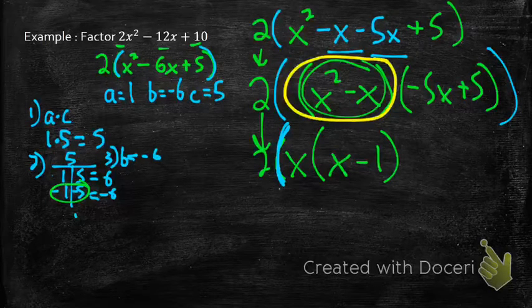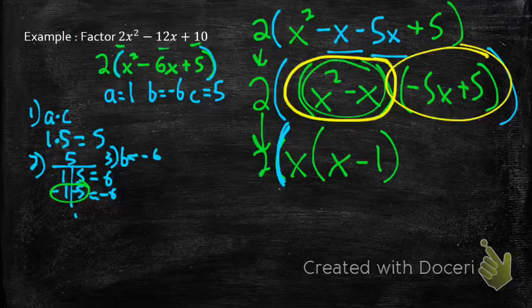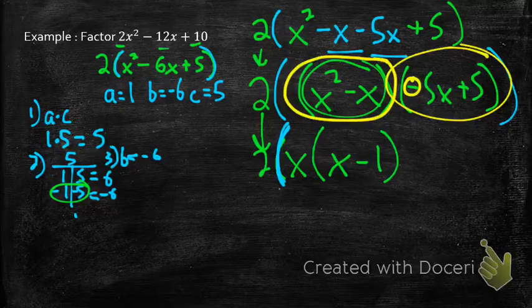Next thing, I want to look at this, negative 5x plus 5. You always want to make sure whatever that number is on that second one, if that's positive, you factor out a plus sign. If it's negative, you factor out a minus sign. Since this is minus, I'm going to factor out a minus sign. And I'm looking at the GCF between negative 5x and 5.